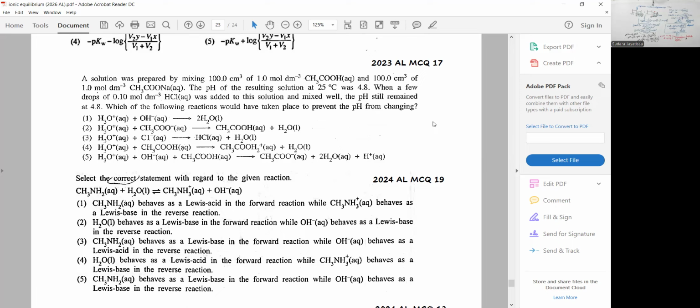Methylamine is there. It's an ionization equilibrium. Here it's asking about Lewis acid and Lewis base. Okay, now according to the Lewis acid-base concept, what is a Lewis acid? The one that accepts the lone pair. Lewis base is the one that donates the lone pair. So methylamine is a Lewis base. Then the water must be the Lewis acid.